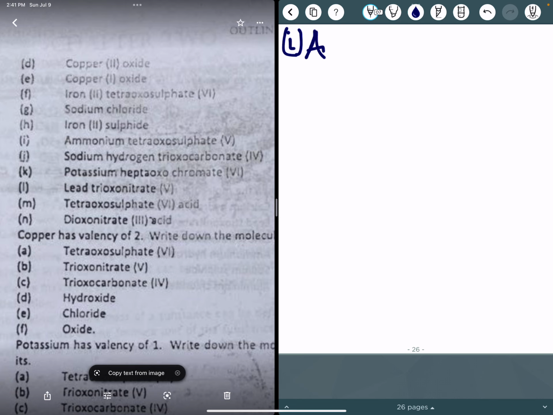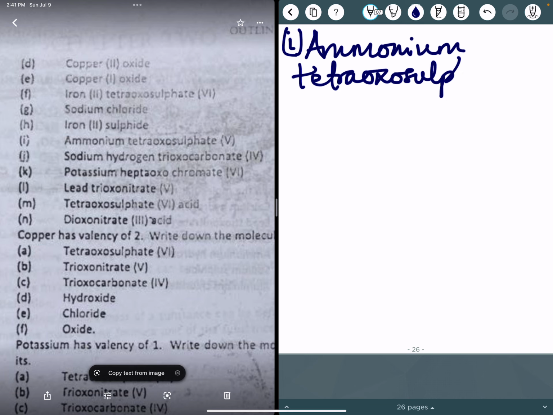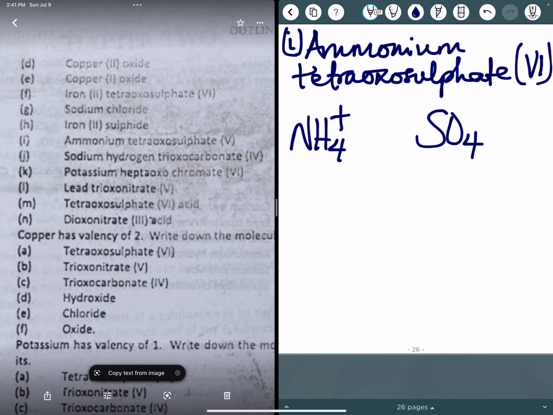For I, the compound is ammonium tetraoxosulfate 6. So meaning that the compound is made up of 2 parts. The positive part is the ammonium ion, which is positively charged, and the tetraoxosulfate 6 anion, which is negatively charged.